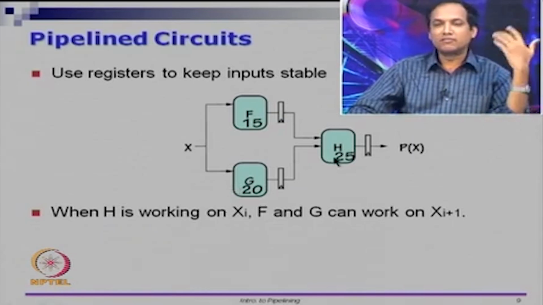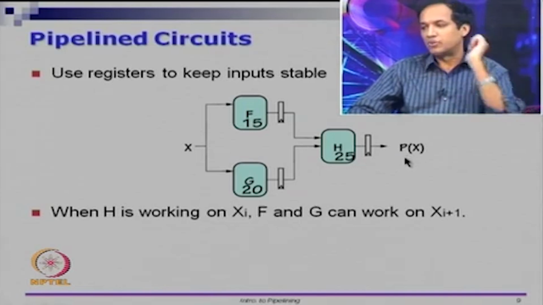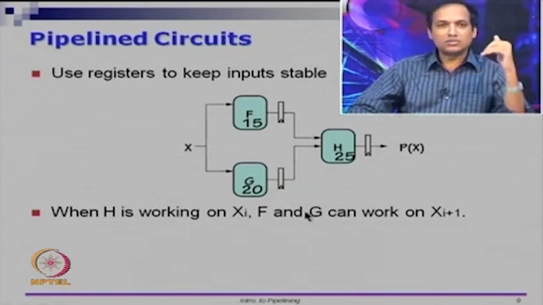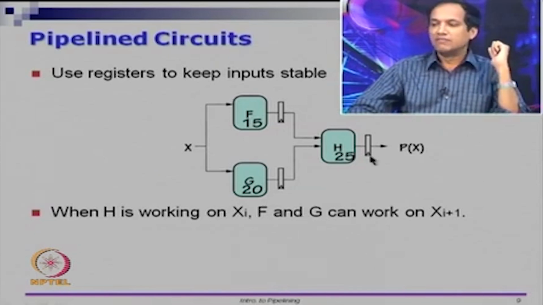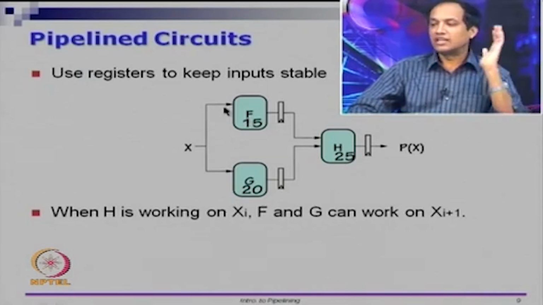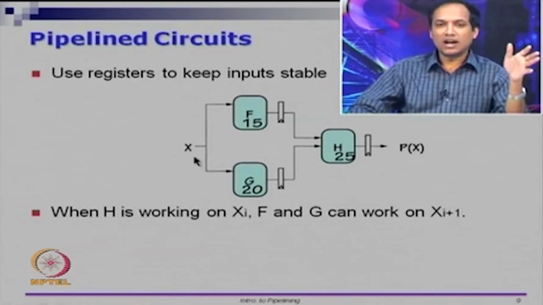If H is processing the 5th input, then F and G will be processing the 6th input, and P of X will be the 4th input's output, and so on. So when H is working on Xi, F and G will work on Xi plus 1. If we go back to the laundry example, when I am drying the 3rd load, I can wash the 4th load, and the 2nd load is ready outside. That is the analogy here. So here you will have Xi minus 1, this will be processing Xi, and F and G will be processing Xi plus 1. You cannot give Xi plus 2 at this point of time.